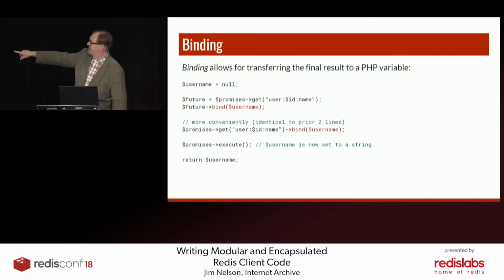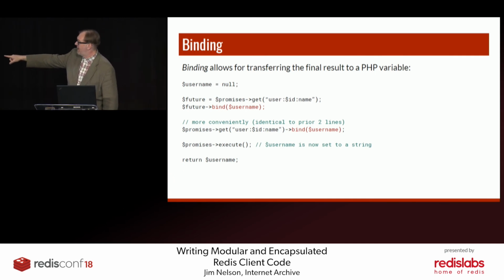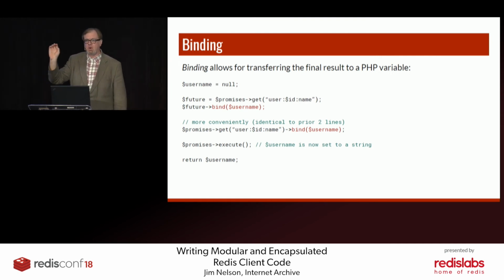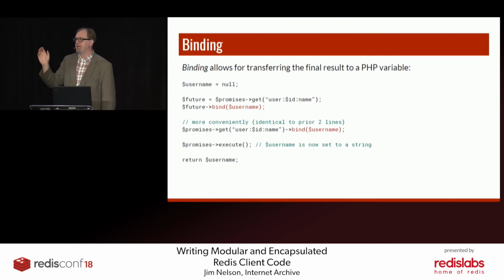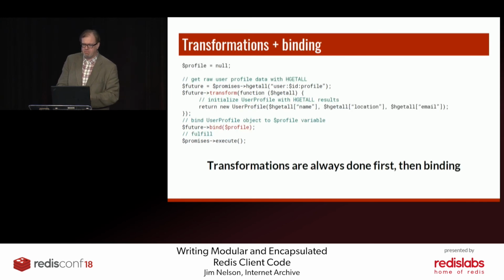Promises gets the username, and then it just calls directly into bind. The point is that in the promises execute, now username is holding the username from the Redis server. And when you're dealing with a lot of different variables, if you're loading in a lot of variables at once, this is really handy to avoid having all the bookwork of having to maintain futures and getting its values. You can just bind the results directly to the storage where you want to hold that value.